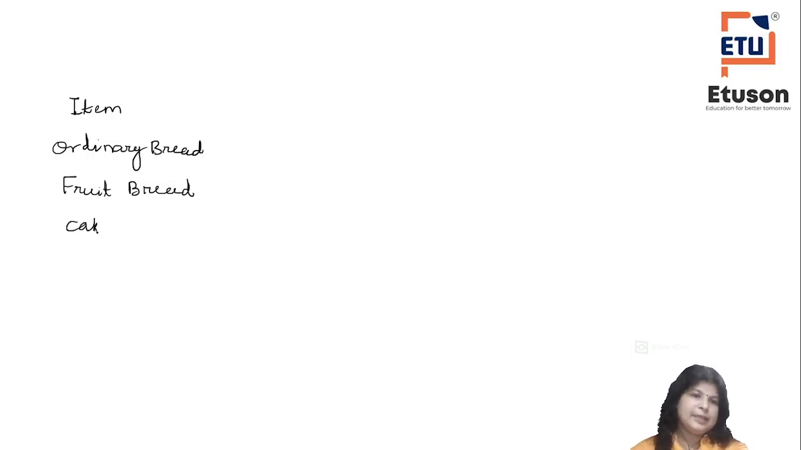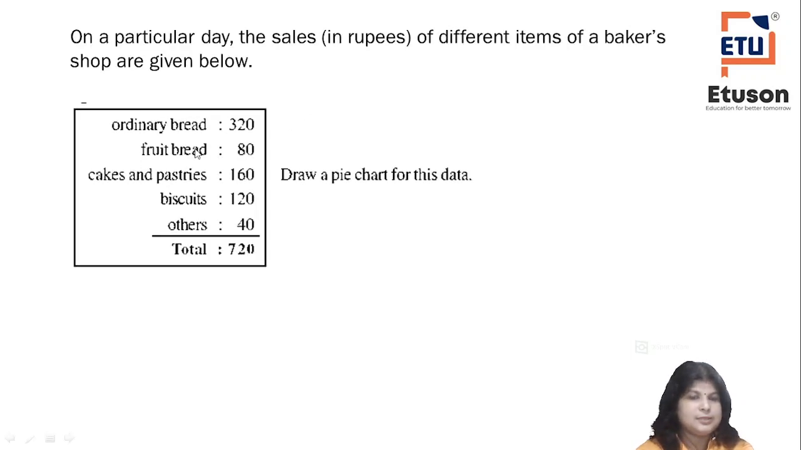So cakes and pastries, then you have biscuits, and you have the other items. Okay, so now let us write down the sales corresponding to the different items. Let us just refer to the previous table. It is 320, 80, 160, 120 and 40.